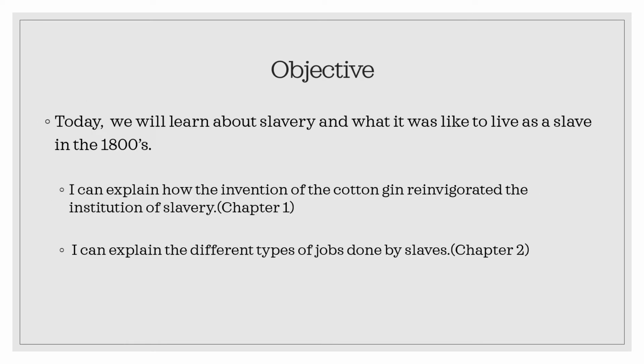So our objective today. Today we're going to learn about slavery and what it was like to live as a slave in the early 1800s prior to the Civil War. And your objectives for chapter 1 are: I can explain how the invention of the cotton gin reinvigorated the institution of slavery. And I can explain the different types of jobs that were done by slaves. So we're going to talk about how the cotton gin pushed slavery forward, and the different types of jobs that were completed by slaves and what their life was like during this time.